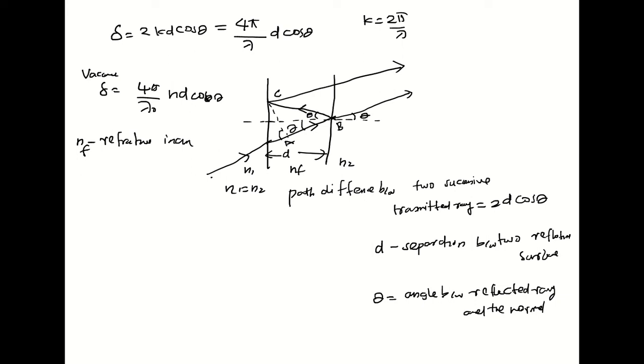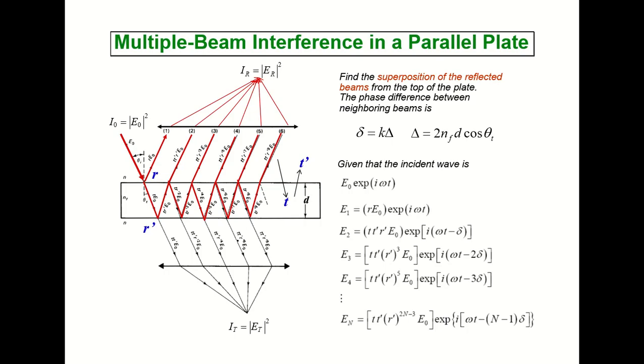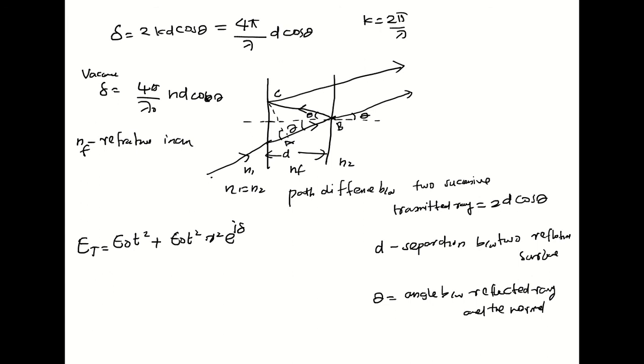we can represent e raised to i delta, and summing the amplitude of the transmitted rays, we will get an equation like this, that is Et equal to E0 t square plus E0 t square r square e raised to i delta plus E0 t square r raised to 4 e raised to 2i delta plus.